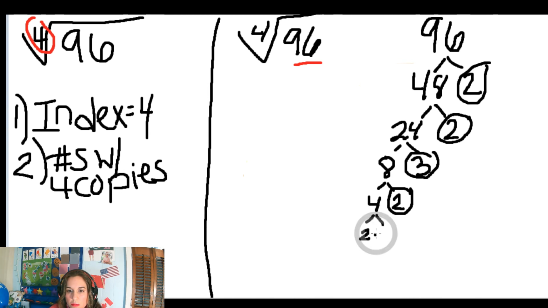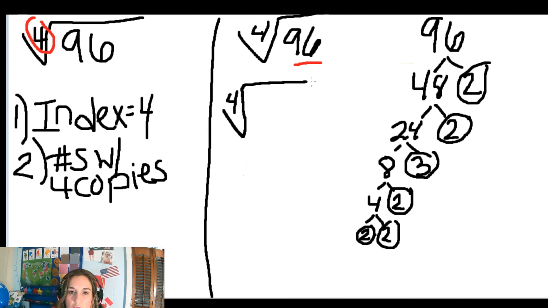I can do 2 times 2, and now I've finally gotten to the bottom of my prime factorization. Both these numbers are prime. I can stop. So now I know that 96 is equal to 2 times 2 times 2 times 3 times 2 times 2. So I'm going to rewrite my radical, and instead of putting 96 as my radicand, I'm going to put 2 times 2.